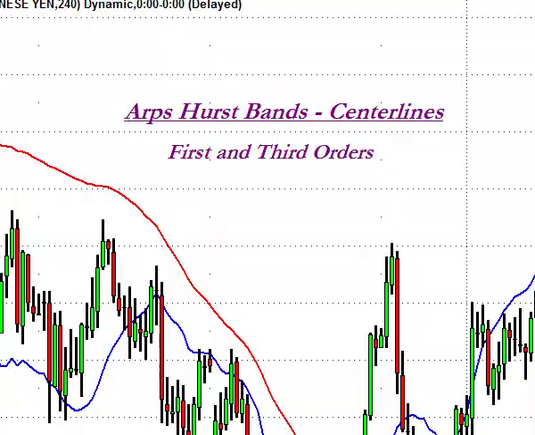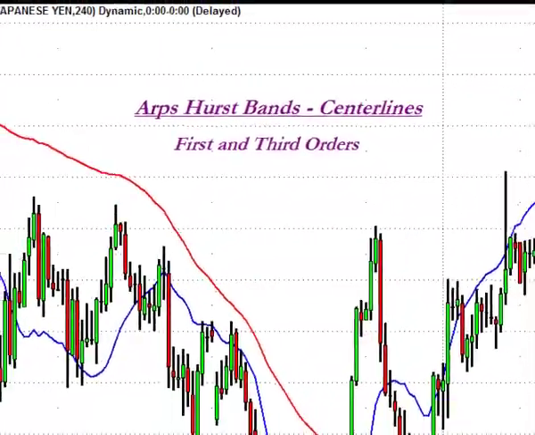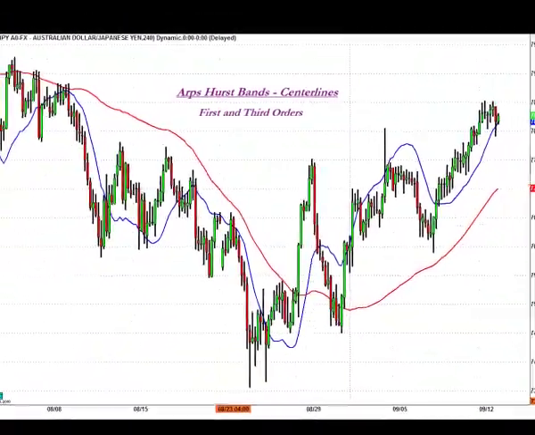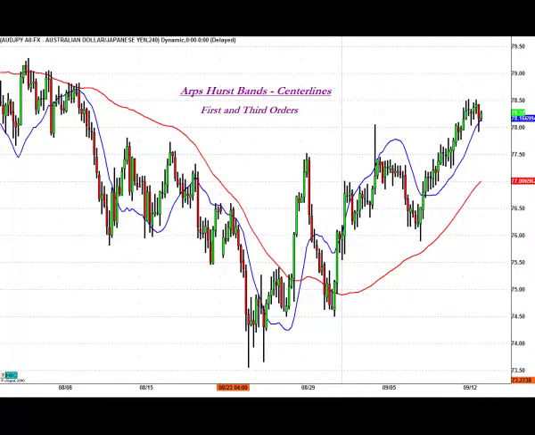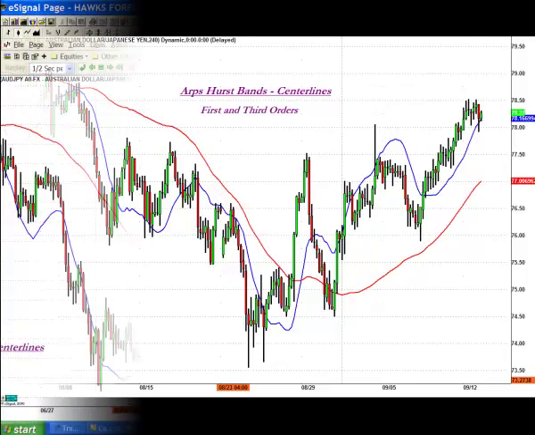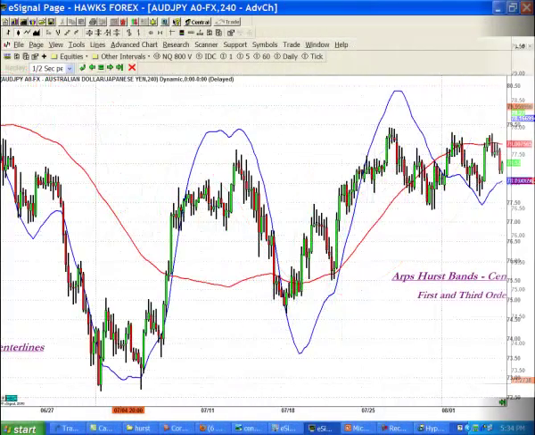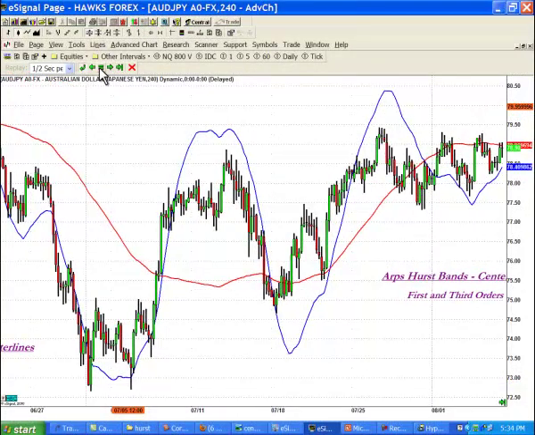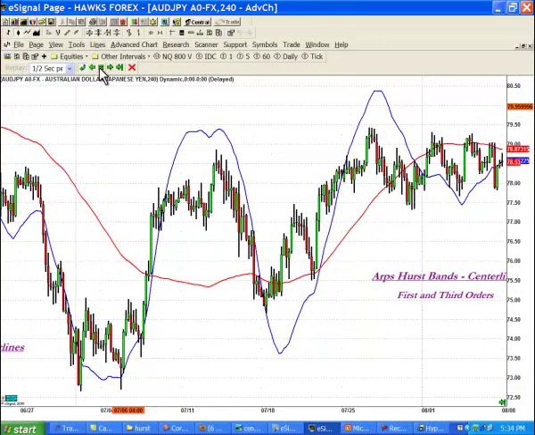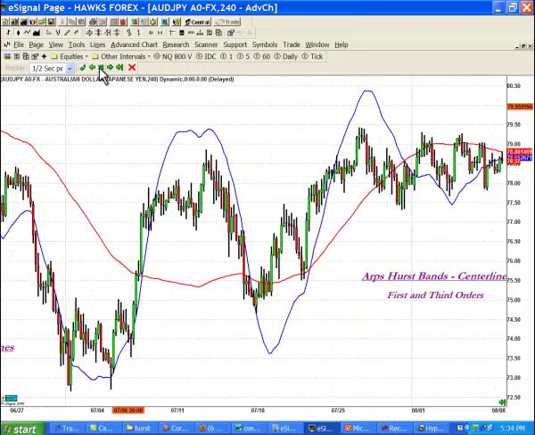The Arps Hurst Band Centerlines is an excellent tool for identifying trend direction and the relationship of price to that trend, as well as price's relationship to its own statistically probable tendencies. This tool plots a combination of two Arps Hurst Band centerlines simultaneously upon the price chart.